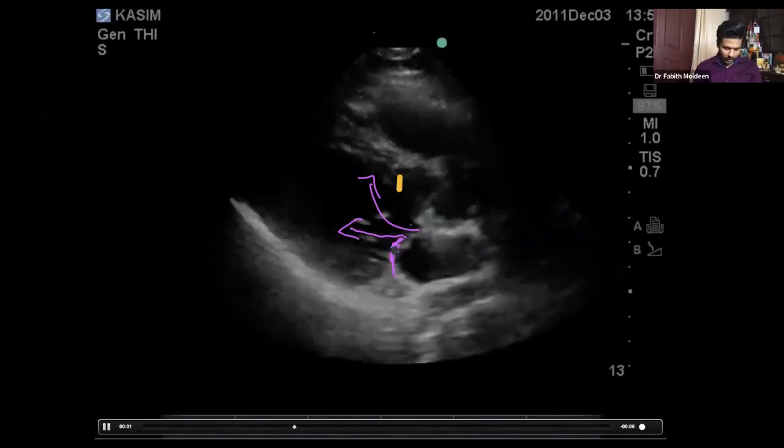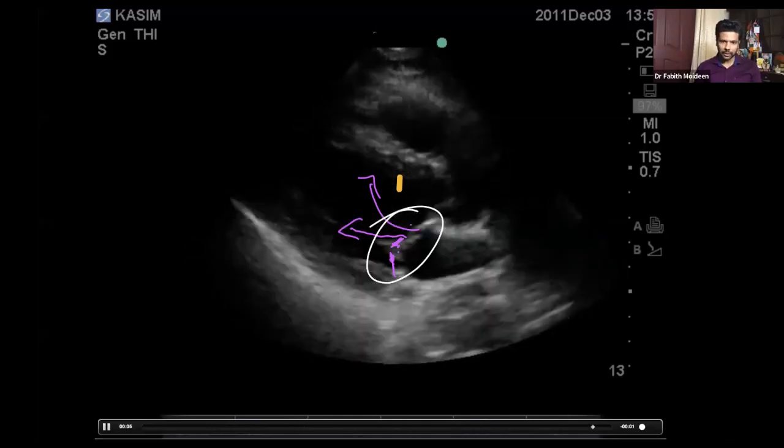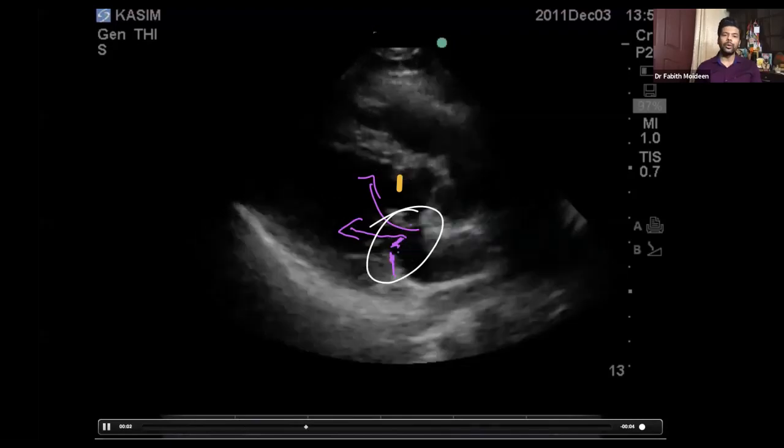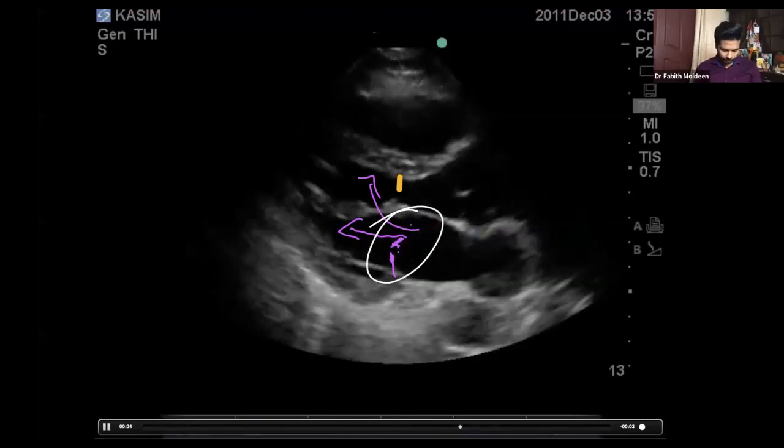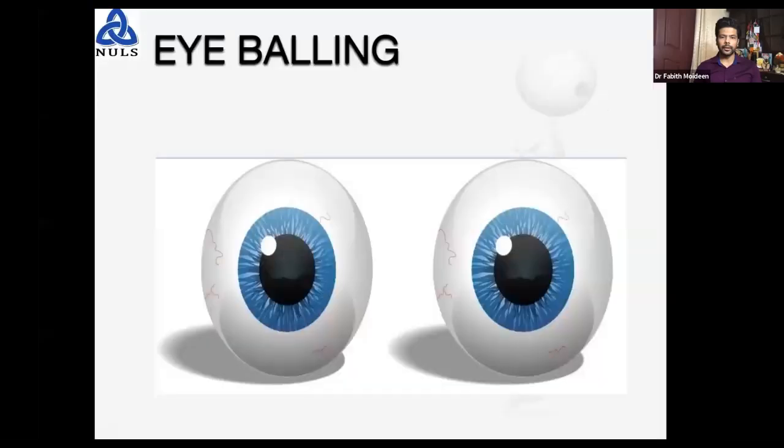But the only thing you should understand here is they should not be having any mitral stenosis. If you have a mitral stenosis, this is not going to work. Okay, you have to use other methods. Okay. All right. Now, again, just to eyeball.